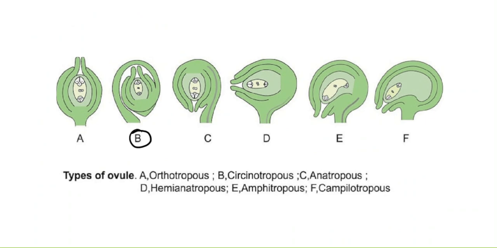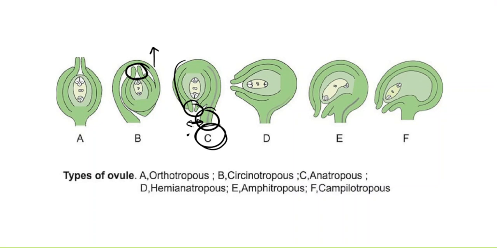Next, I was showing you this image. In this image, I have shown that there are six types of ovule. Yesterday I mentioned anatropous ovule. This is anatropous ovule, C1. You can see that the micropyle and funicle are adjacent, and the micropyle is downward. Here, you can see the micropyle is upward.